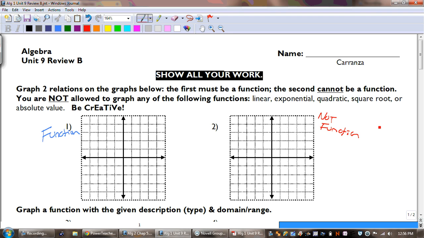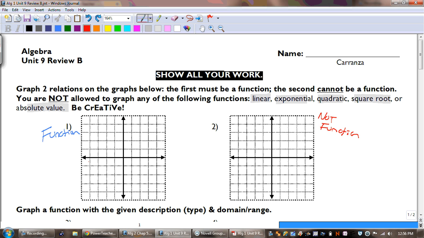Okay, so you are not allowed to graph any of the following: linear, exponential, quadratic, square roots, or absolute value. You need to be creative, okay? So whether you're going to start drawing some squiggly things like that, that's fine, even like that. Ooh, I don't know if that works. Maybe not that one, okay? But you need to be creative, all right?